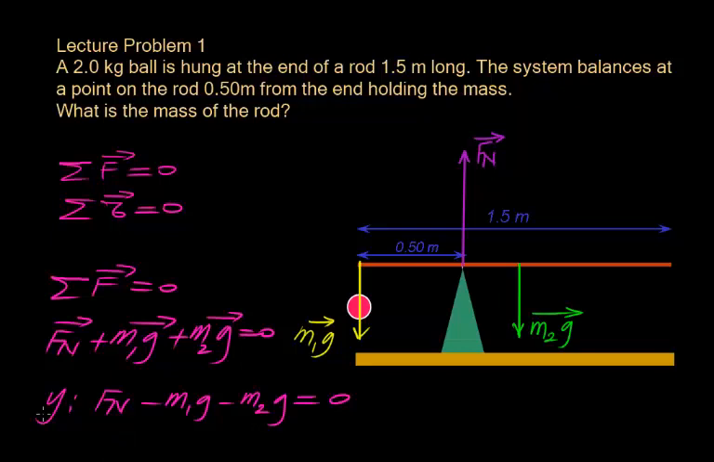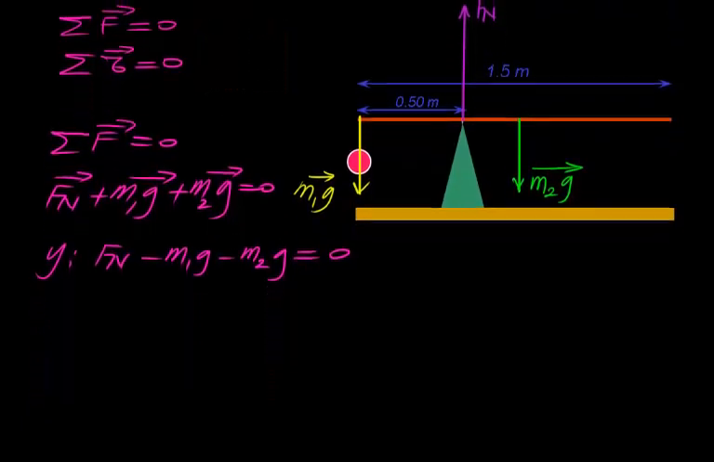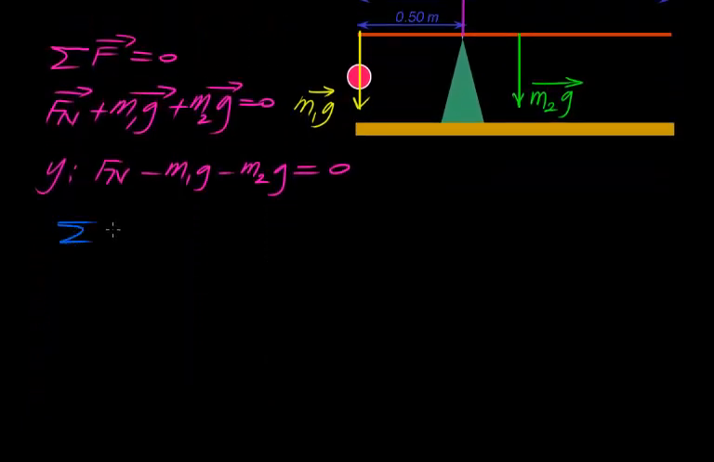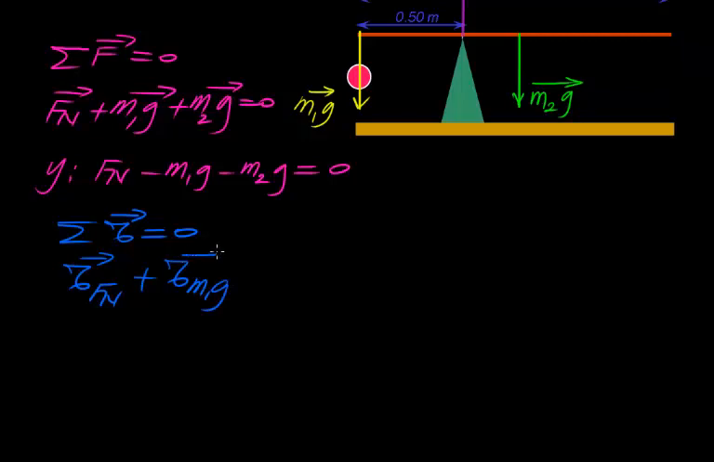For that reason, we need to apply the second condition, which is that the sum of the torques that act on the system of interest needs to equal 0. The sum of the torques acting on the rod equals 0. There are three torques: the torque due to the normal force, the torque that is due to m1g, and the torque that is due to m2g. All of those need to equal 0.